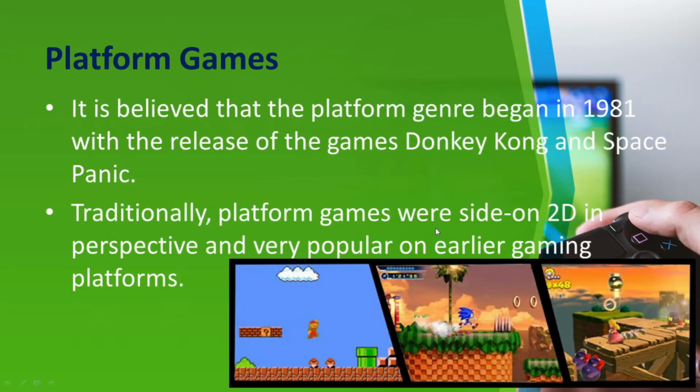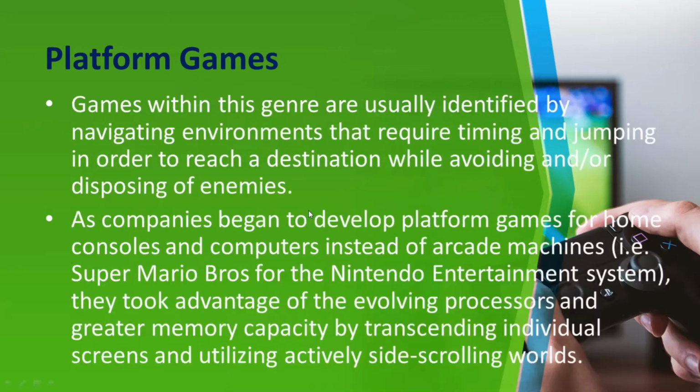Okay. Now, after your action-adventure games, you also have your platform games. It is believed that the platform game genre began in 1981 with the release of the games Donkey Kong and Space Panic. Traditionally, platform games were 2D in perspective and very popular in early gaming. Here are some screenshots of platform games. We have your Super Mario and Sonic the Hedgehog.